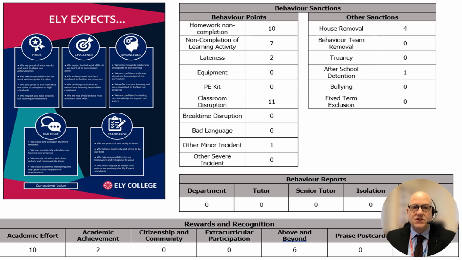Now, the second page of this report also isn't fantastic reading. You can see a number of behaviour points have been issued. On 10 occasions the homework's not been completed or handed in. There's been 7 occasions where Joe in class has not completed the classwork that's been set, and there have been 11 occasions where Joe has been flagged for disturbing the learning of others.